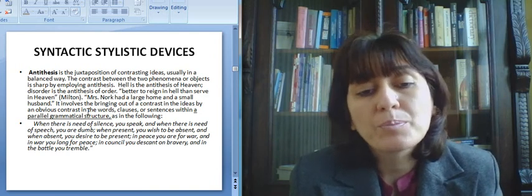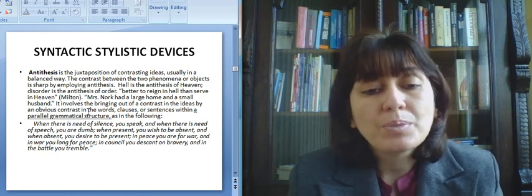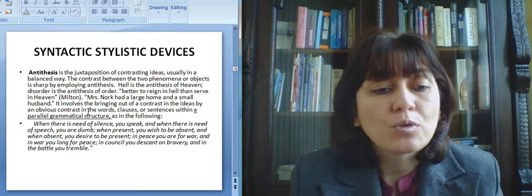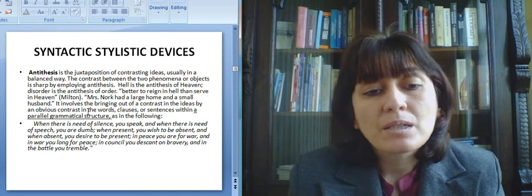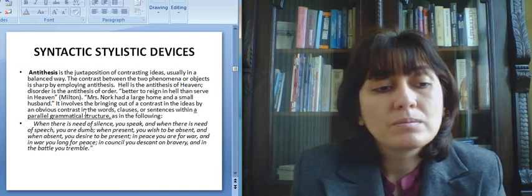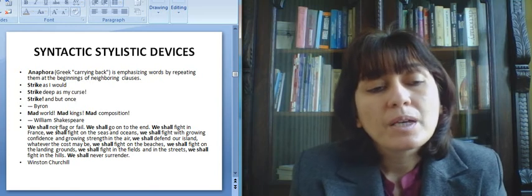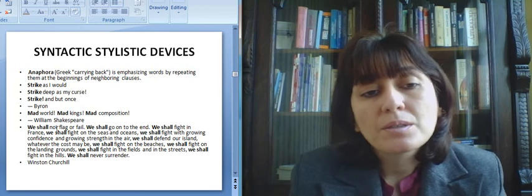When there is need of silence, you speak, and when there is need of speech, you are dumb. When present, you wish to be absent, and when absent, you desire to be present. In peace, you are for war, and in war, you long for peace. In council, you descant on bravery, and in the battle, you tremble.